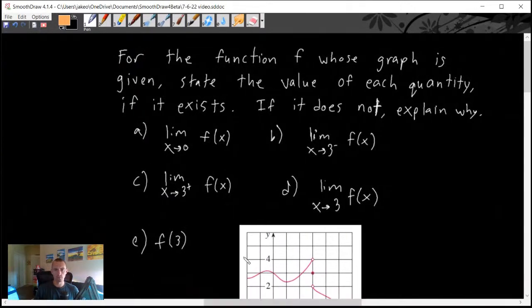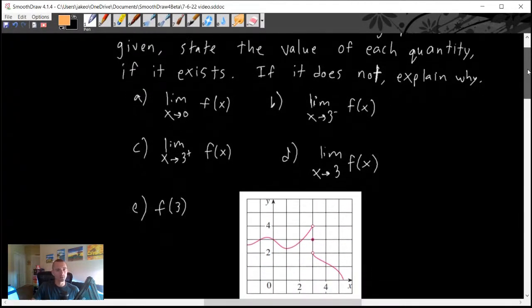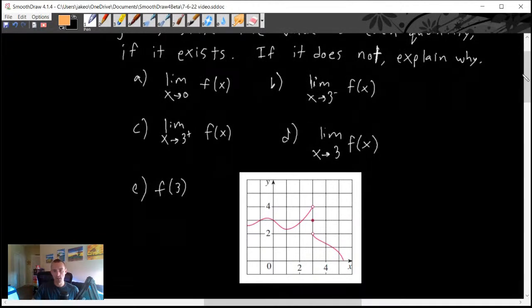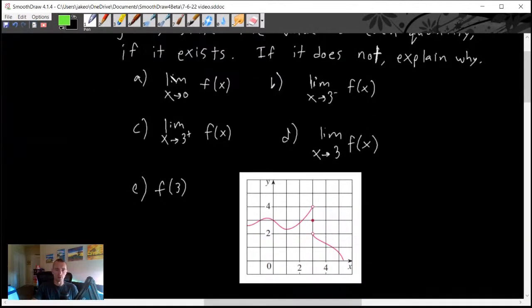So we have, for the function f, whose graph is given, state the value of each quantity if it exists. If it does not exist, explain why. So let's just kind of go through these one by one, talking about what these different notations mean and seeing, on our graph, what does that tell us? So let's go ahead and start with A here. The limit as x approaches 0 of f of x.